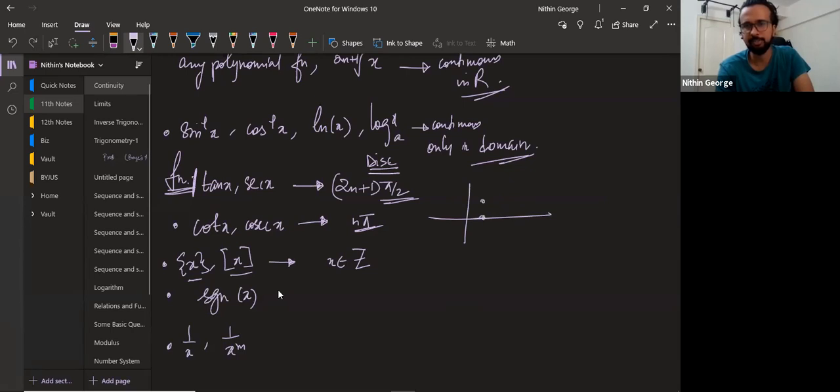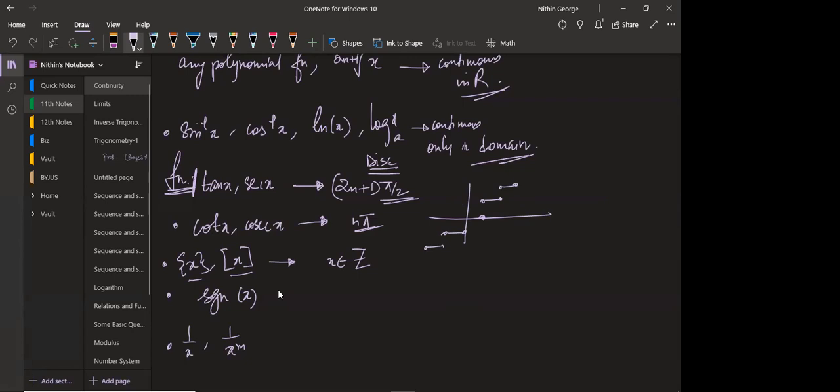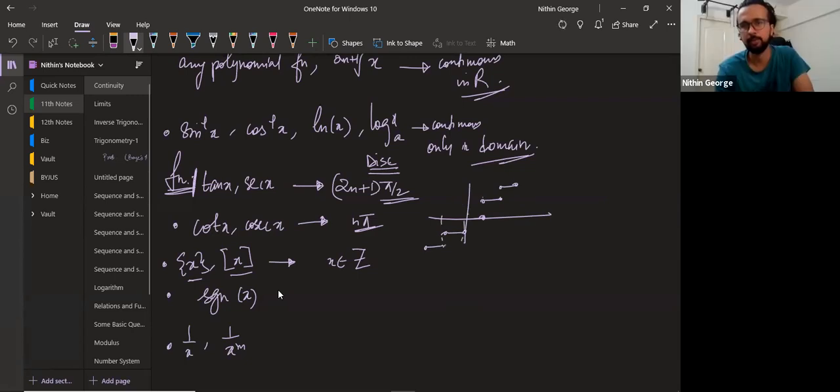What about GIF of x? Does this look continuous? No, sir. Where will this be breaking? At all the integral points. I hope you're following. That's why you get this.